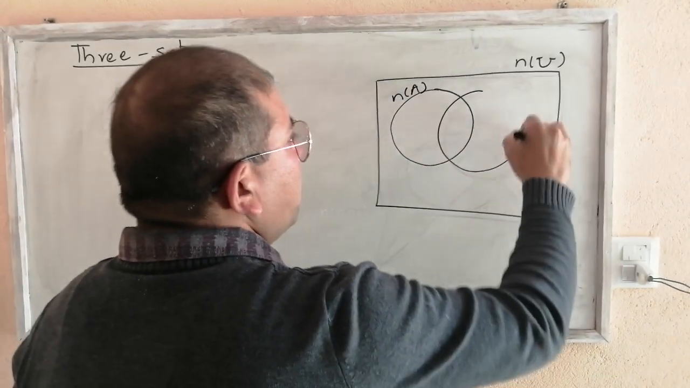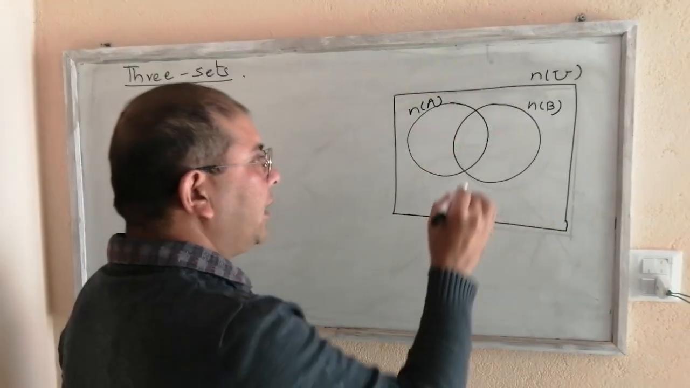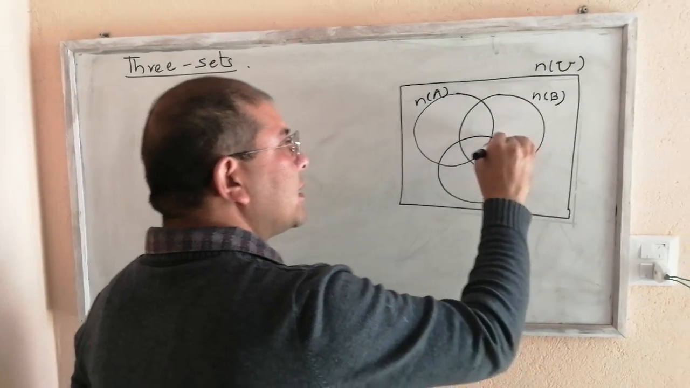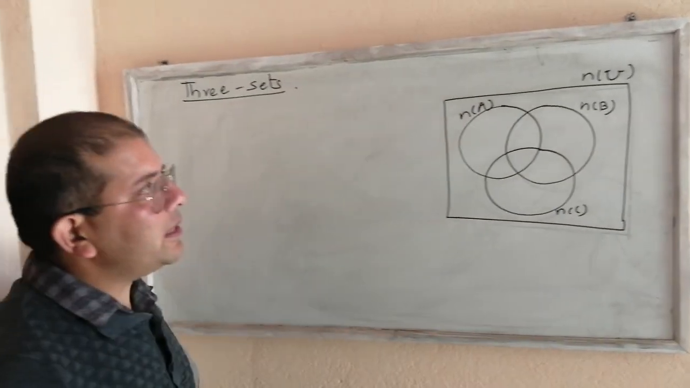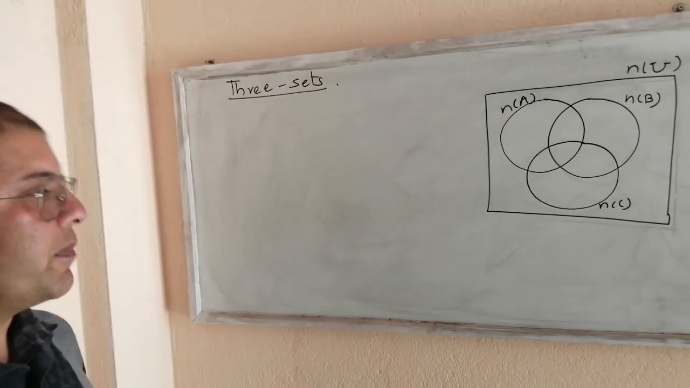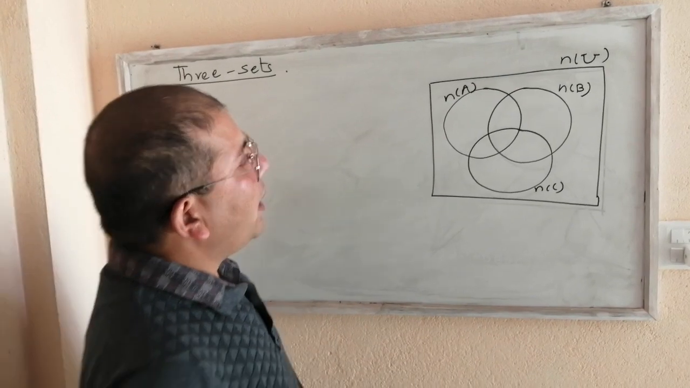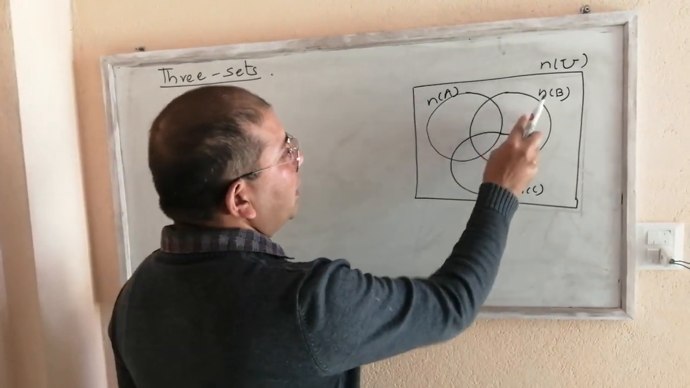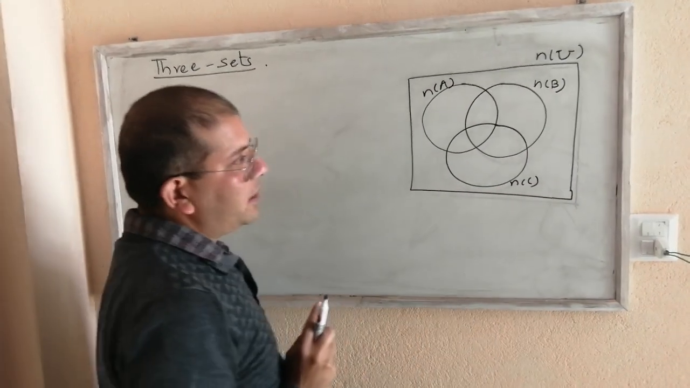Another is set B, it is N of B. And the third set is C, it is N of C. There are three sets, and these three are intersecting. Now I want to identify all these regions. We have region 1, 2, 3, 4, 5, 6, 7, and outside this, 8. There are 8 regions.